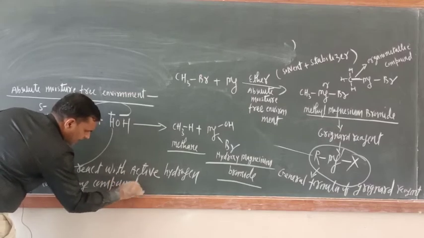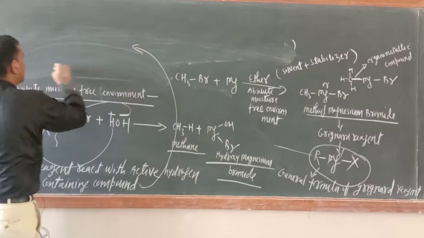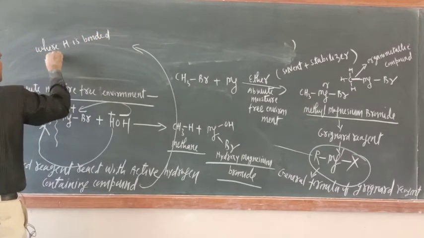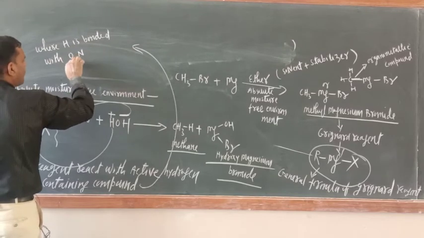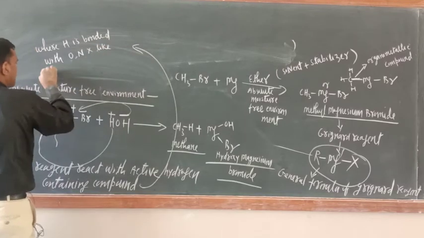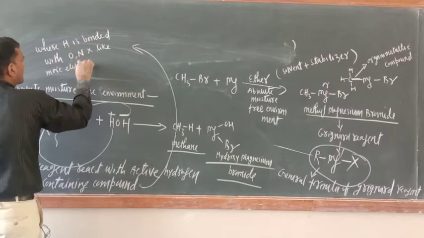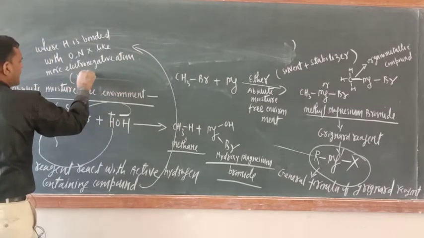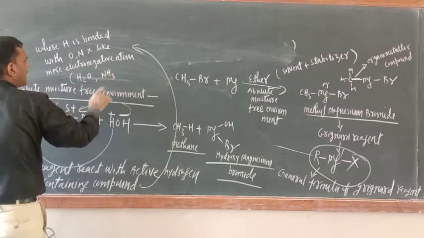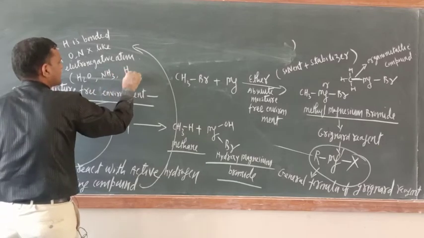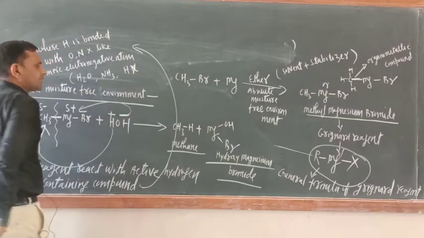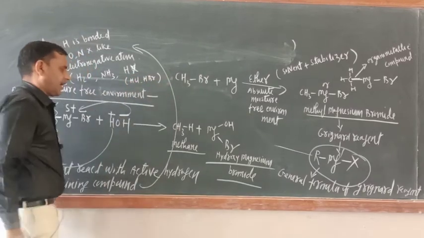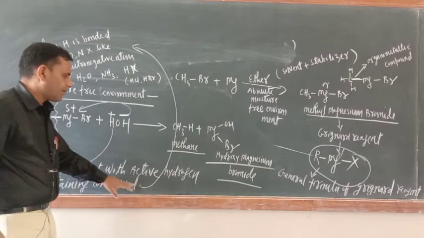What are active hydrogen containing compounds? Where hydrogen is bonded with a more electronegative atom like O, N or X. Water: H is bonded with O. NH3: H is bonded with N. Then HX, where hydrogen is bonded with a more electronegative atom like X, so you can write HCl, HBr, HI, etc. So Grignard reagent reacts with active hydrogen containing compounds and forms alkane.